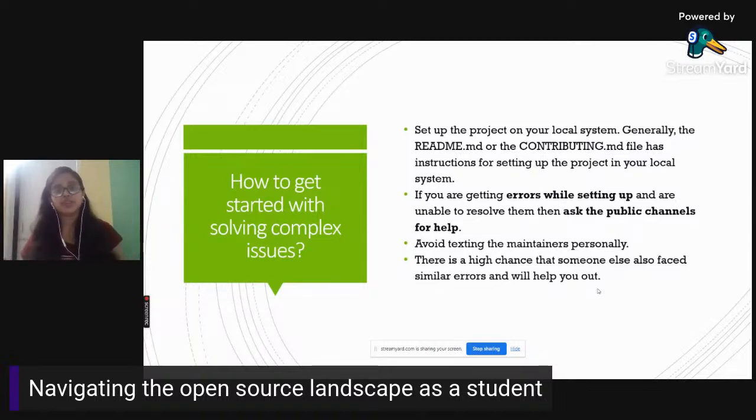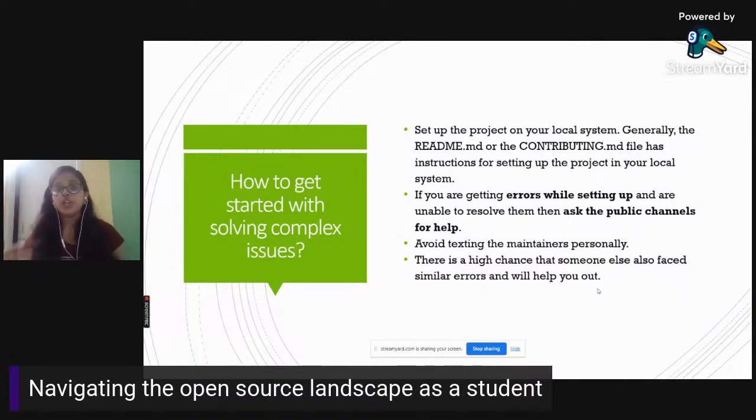Initially, when we get the error, we will try Googling it, use Google a bit and try using answers from Stack Overflow to solve the error. So make sure that you give a detailed description of the error with the operating system you are working on and ask it in the public channel for help. Another thing is avoid texting the maintainers personally, because if you are getting an error or if you have any questions, anyone in the community can help you out. It's not only the maintainers.